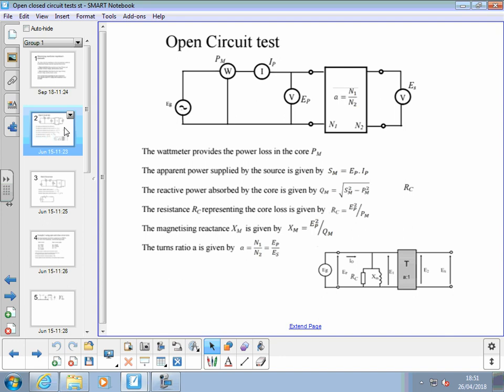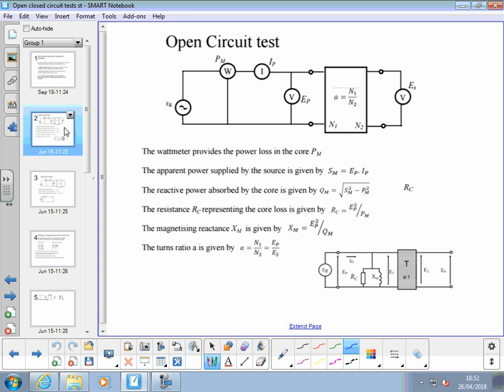So, again, I apologise for the poor board, but it's what I've got to work with. So the open circuit test: the only thing we have connected is the voltmeter, which is high impedance anyway, and the watt meter will provide us with the power loss in the core. So we've got a watt meter in there that will tell us how much power the core is using. The apparent power supplied by the source you can get from multiplying the primary current and the primary voltage. So you can get SM.